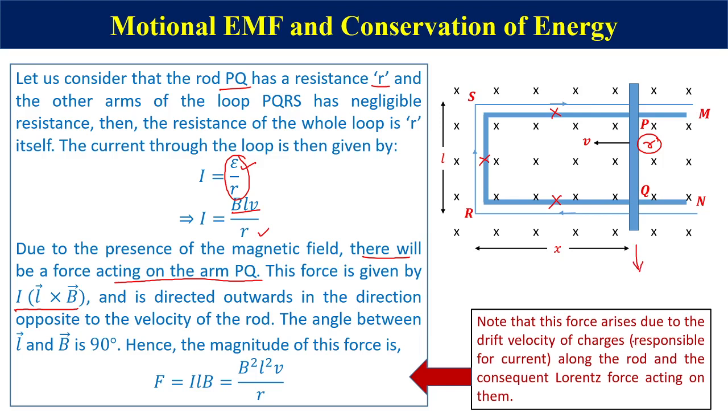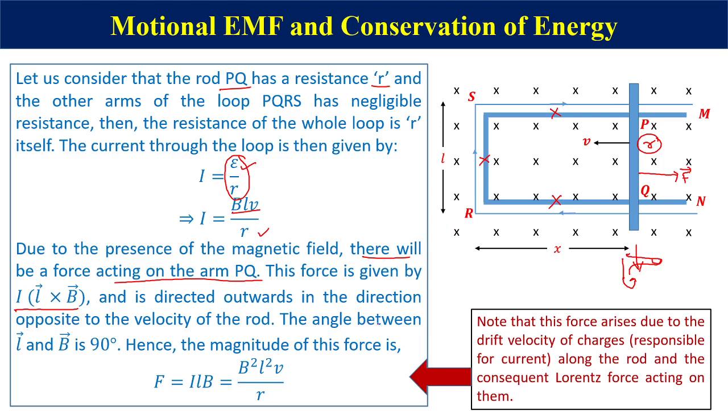Alright. So in order to find the direction of this force, just stretch your fingers towards this length L, curl them towards B, and you see your thumb will point in this direction. This is your thumb direction. So this particular force acts completely opposite to this velocity. Alright. So the conductor is moving leftward. However, the force acting on this arm PQ is in the rightward direction.